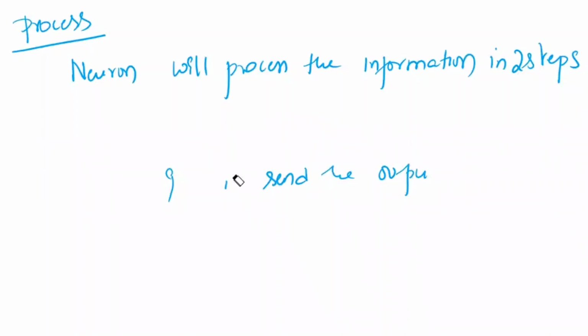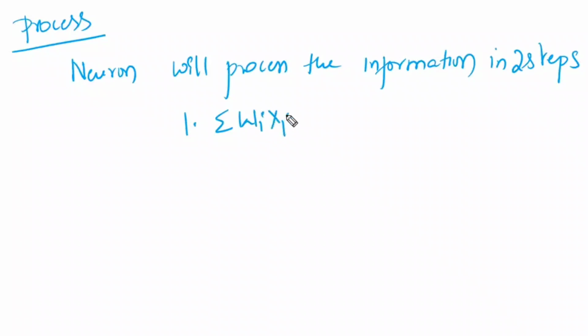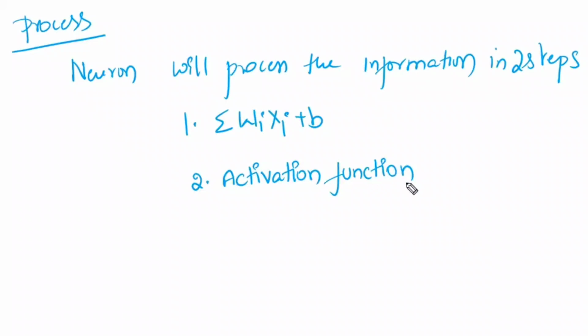Now, what is the first step? What is it going to do in the first step? The first step is sigma wi xi plus b. What is this? You will understand. Sigma wi xi plus b. What is the second step? Activation function. The neuron will process the information in 2 steps. One is sigma wi xi plus b. The second one is the activation function. Okay, so now, what is meant by sigma wi xi plus b?